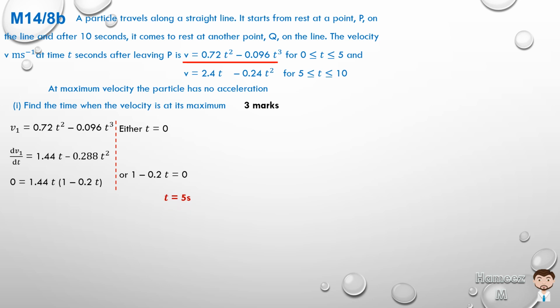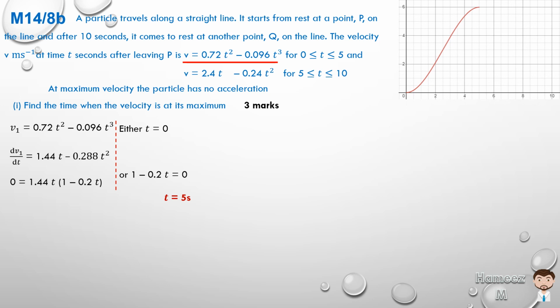And since it told us that it starts from rest, the maximum velocity could not be when time is 0, but when time is equal to 5 seconds for the first time interval. So if we bring up a graph, just for students to get an idea of this cubic equation, we can see with that red line there that there's a maximum when t is equal to 5 seconds.